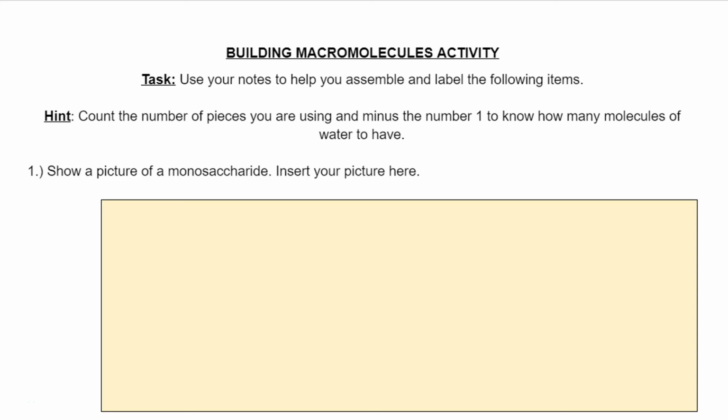So here we go. If you look at number one, it should look just like this. It says assemble a monosaccharide, and mono means one, saccharide means sugar. So show me one simple sugar.